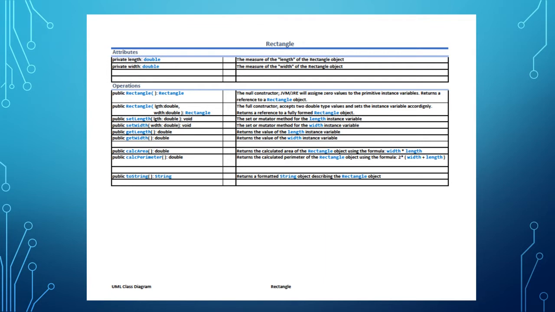Operations, we have two constructors to begin with. Public Rectangle, open parenthesis, followed by the parameter list if it exists, close parenthesis, colon, Rectangle. We have a null constructor and a full constructor. In both cases, when the constructor ends, when that method completes, it will return back to the caller, whoever or whatever called that constructor, a reference to a newly created Rectangle object.